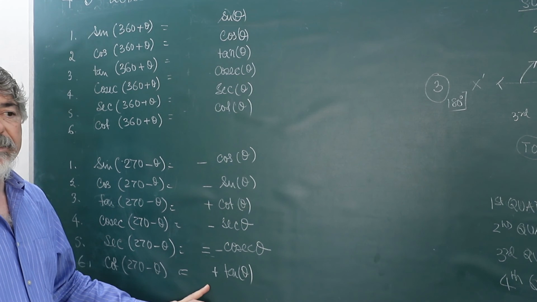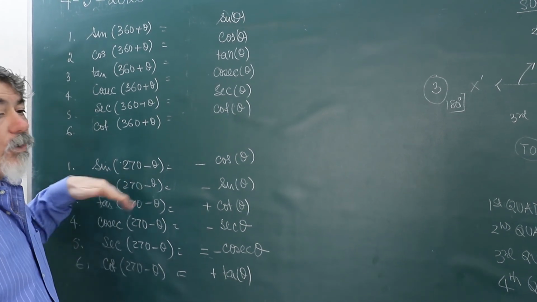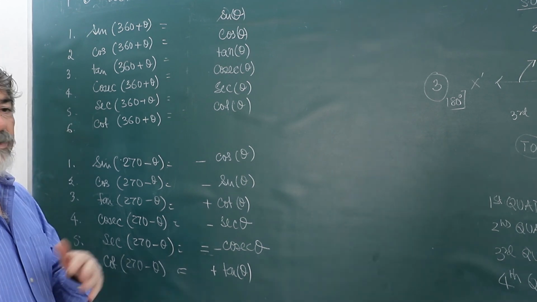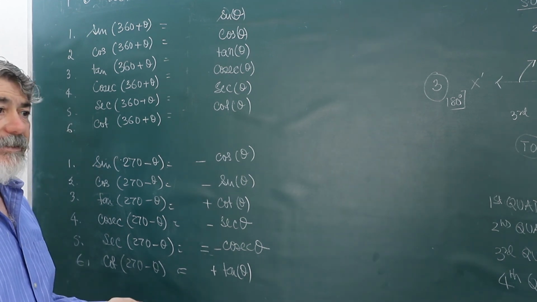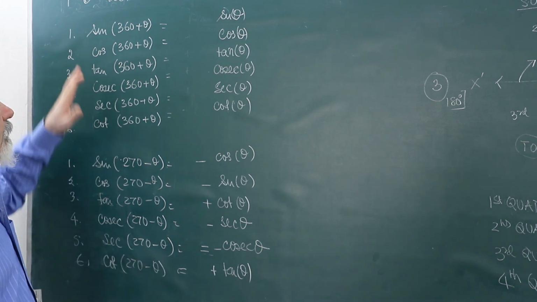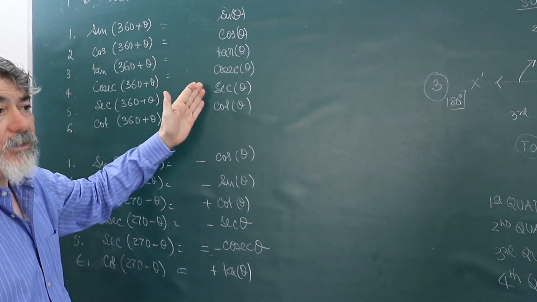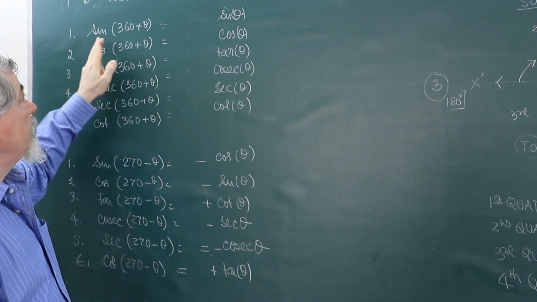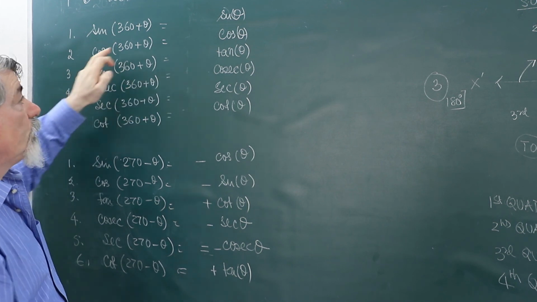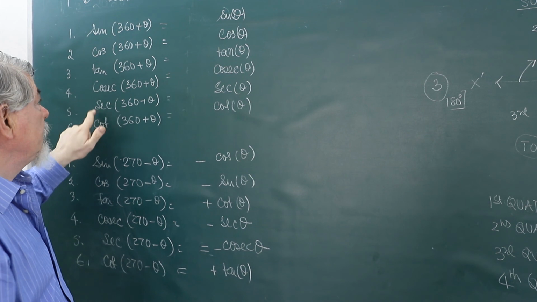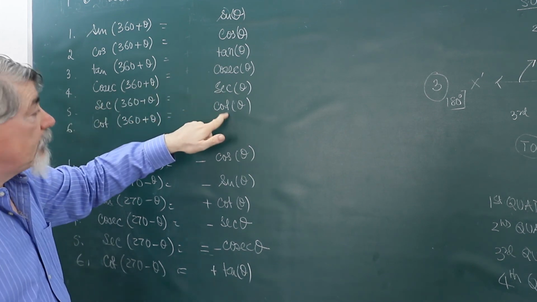This happens when it is an odd multiple of 90: 90 plus theta, 90 minus theta, 270 plus theta, 270 minus theta, odd multiples of 90. But when they are even multiples or multiples of 180, then you keep getting the same: sine theta into sine theta, cos theta into cos theta, tan into tan only, cosec into cosec, sec into sec, cot into cot.